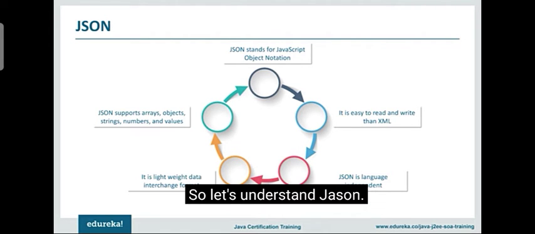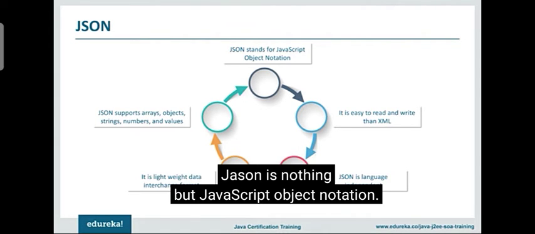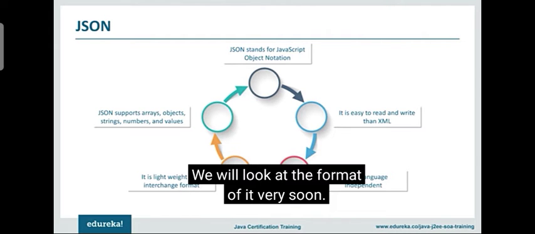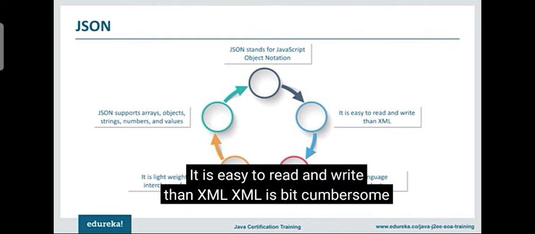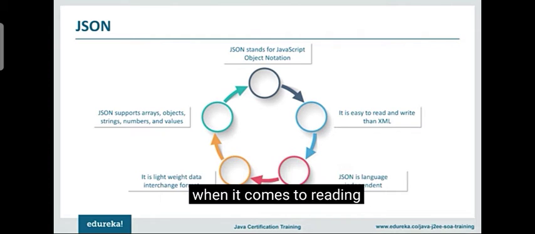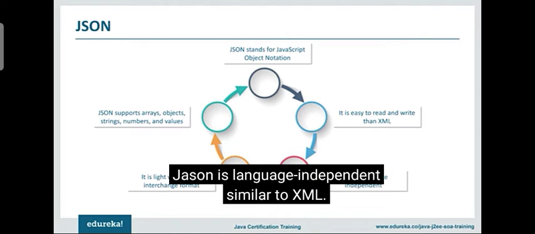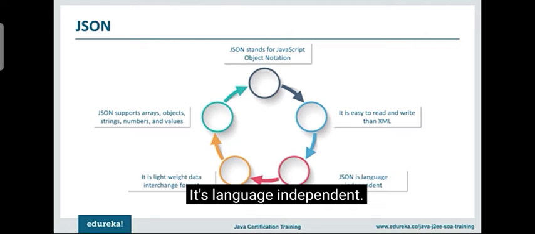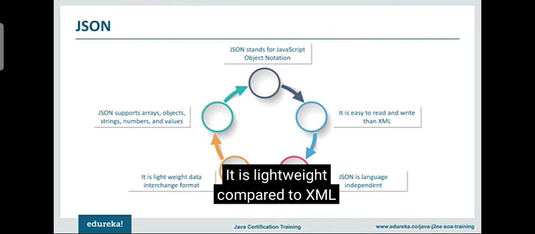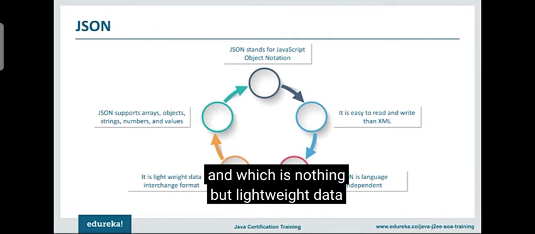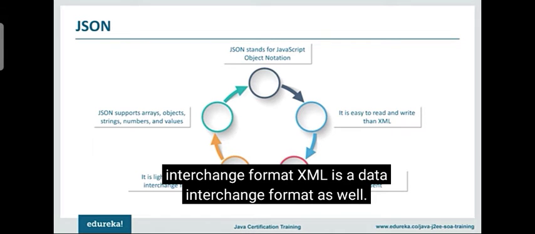So let's understand JSON. JSON is nothing but JavaScript Object Notation. We will look at the format of it very soon. It is easy to read and write compared to XML. XML is a bit cumbersome when it comes to reading and writing, and it occupies a lot of memory as well. JSON is language independent, similar to XML. It is lightweight compared to XML, and is a lightweight data interchange format.